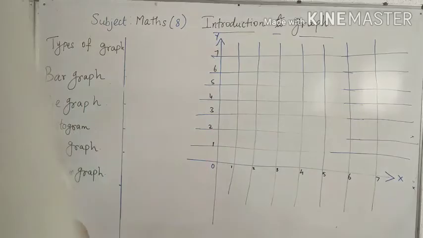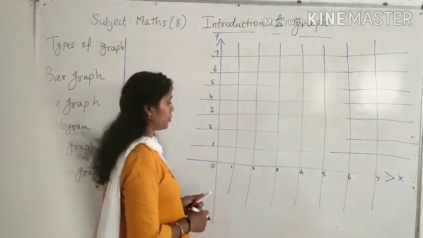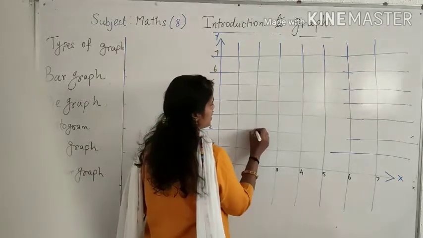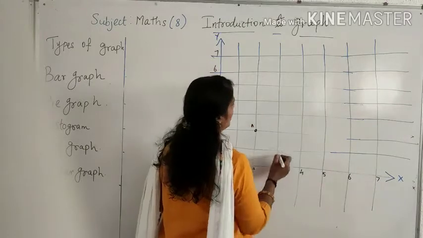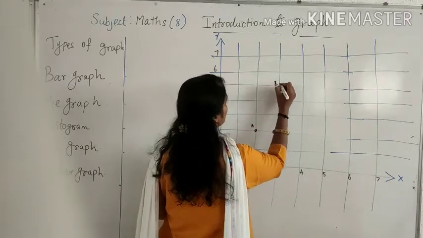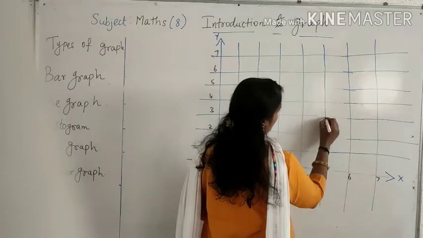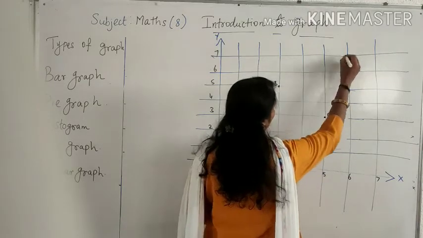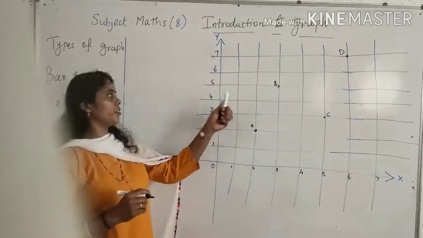Here also you can mention 1, 2, 3, 4, 5, 6 and 7. We have taken 7 and 7. So how can we show it here? Suppose here we are seated. Here A is there and here B is there, this point, and here C is there, here D is there. Like that, to make you understand, I mentioned variables.